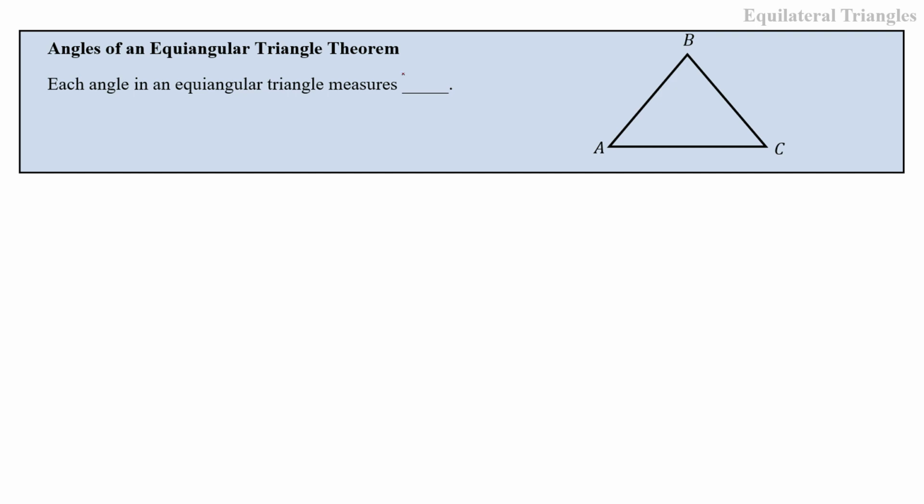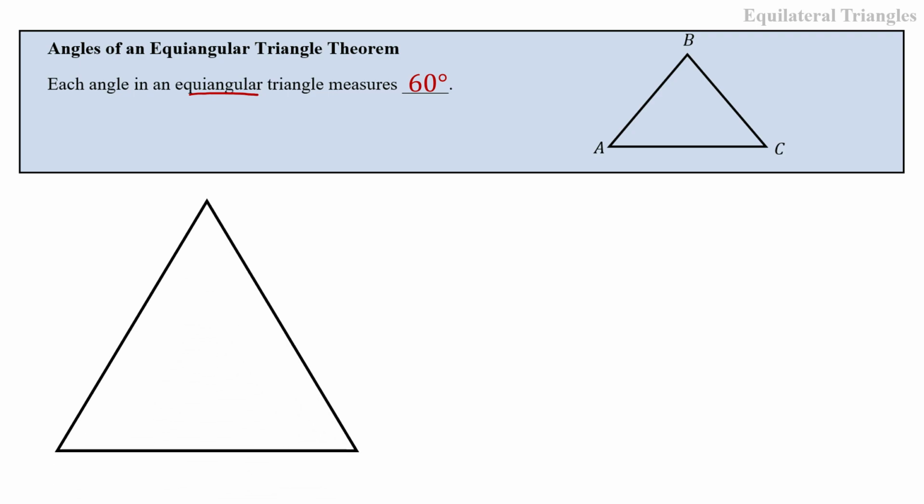And then the last rule here is going to be the angles of an equiangular triangle theorem. It says each angle in an equiangular triangle measures 60 degrees. Let me show you a little proof here. Let's say I have an equiangular triangle where all angles are equal. So if all angles are equal, let's call that 1x, and the top one also has to be the same, x, and this one is also going to be x.